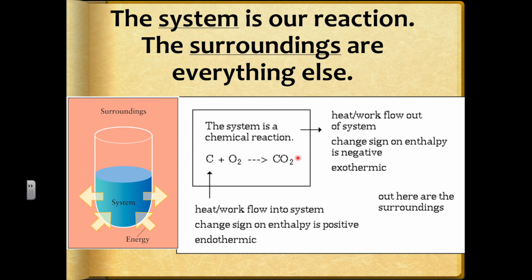So now let's look into this method of heat transfer. Now, to do this, we have to understand a couple of other vocabulary words. We have to understand that our reaction is known as the system, and whatever is outside our reaction is known as the surroundings. So when I say system, I'm talking about the reaction, and the surroundings is everything else. Okay? So if heat flows into the system, it is going to be an endothermic reaction. If heat flows out of the system, then it is going to be exothermic, right here.